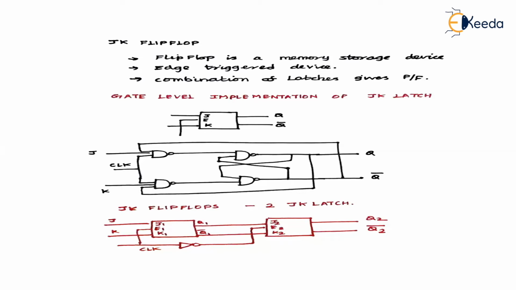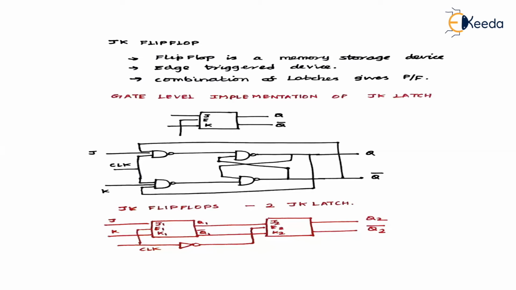Now I'm going to implement a flip-flop. I have to construct 2 latches, where one enable input will be the normal clock, and the enable pin of the second latch will be the inverted clock. So J1, K1, Q1, Q1 bar belong to the first latch, and the second latch has J2, K2, enable 2, Q2 and Q2 bar.